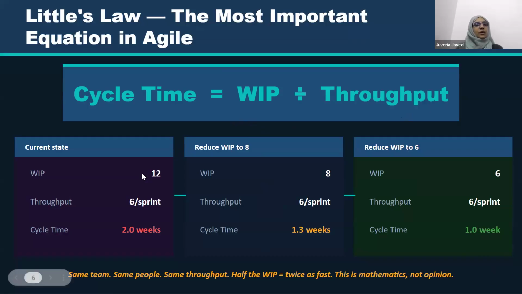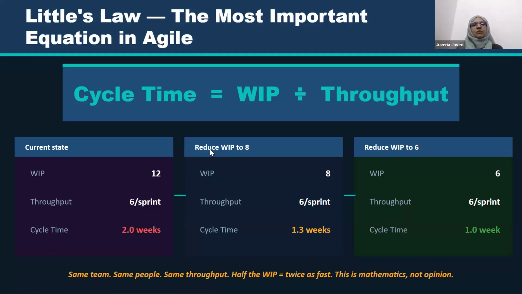For example, in our project, what is the current state? Currently, the WIP is 12. 12 items are allowed in the working state at a time. The state could be in progress, blocked, review, or whatever you use in your organization. Throughput is 6 per sprint; the team is able to complete 6 stories per sprint. So the cycle time is 2 weeks: WIP divided by the throughput.